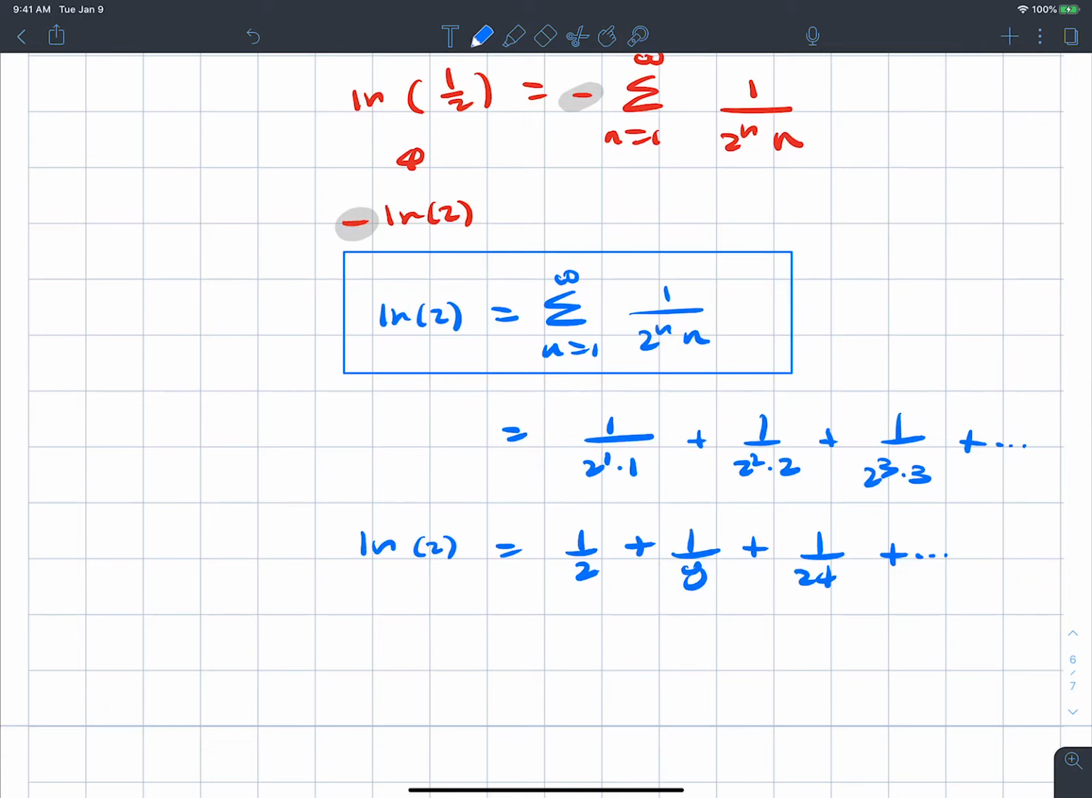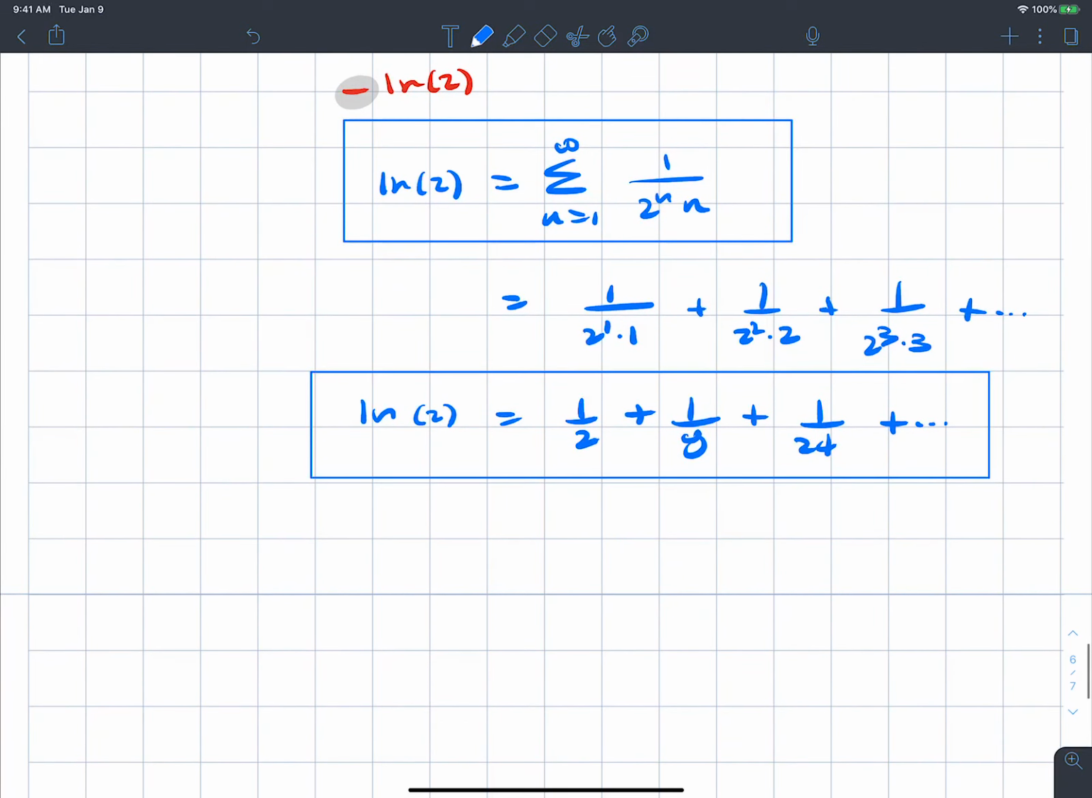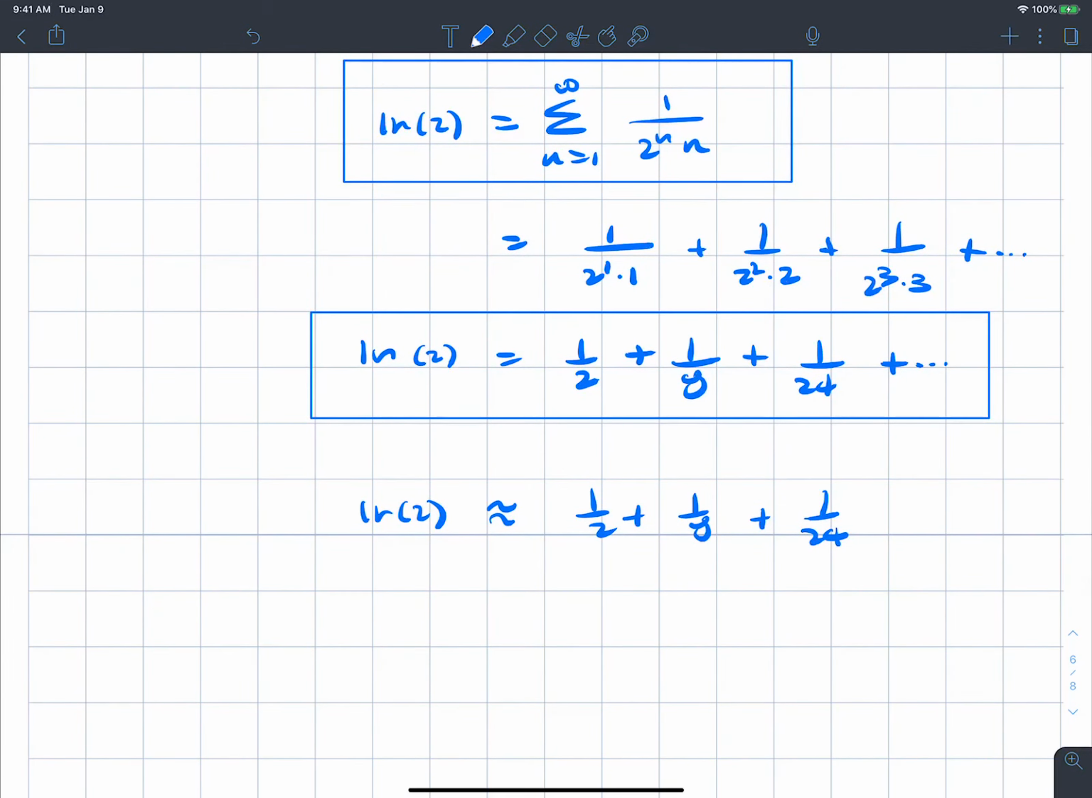So here's the exact value. And an approximate value could look like this. And you can add the first 3, 4, or 5 terms, and it's a good way you can approximate the natural log of 2. So your book actually goes through a kind of demonstration like that. So I wanted to show you where that came from.